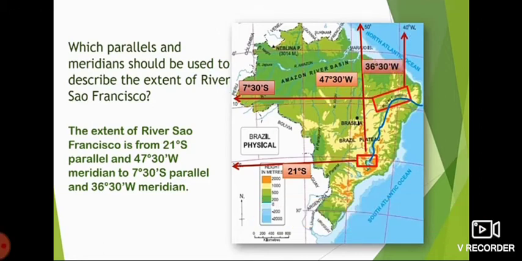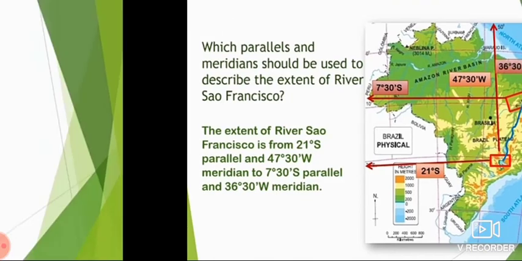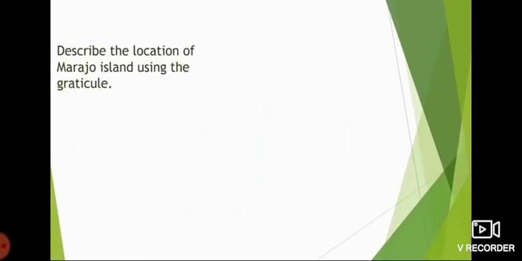So the answer of the question is, the extent of river Sao Francisco is from 21 degrees south parallel and 47 degree 30 minutes west meridian to 7 degree 30 minutes south parallel and 36 degree 30 minutes west meridian. Did you all understand? Now we'll move on to the next question, that is, describe the location of Marajo Island using the graticule. This is the last question.